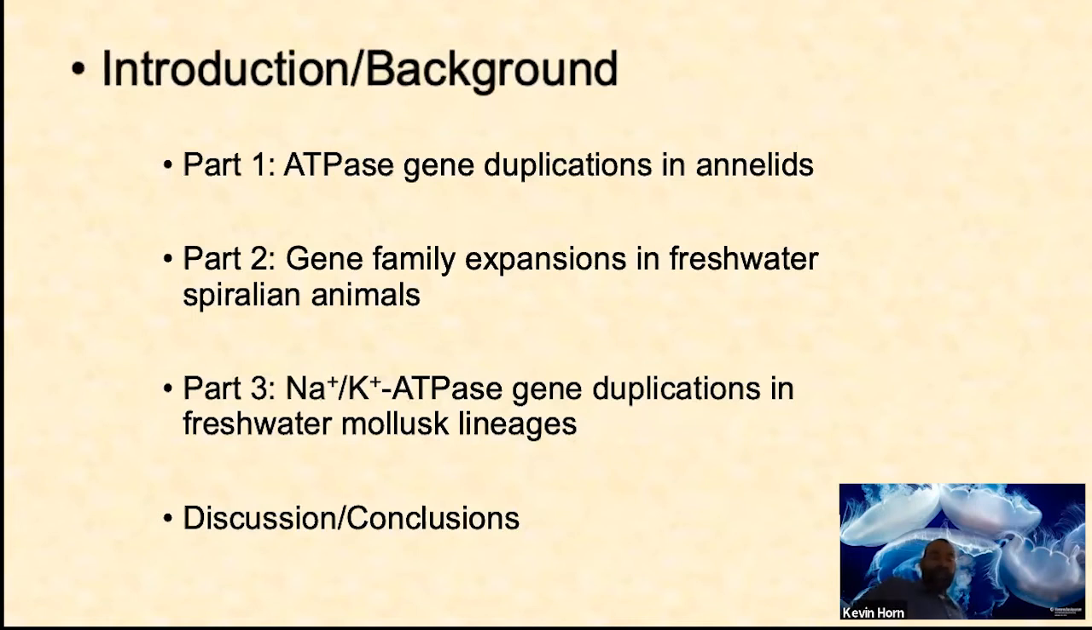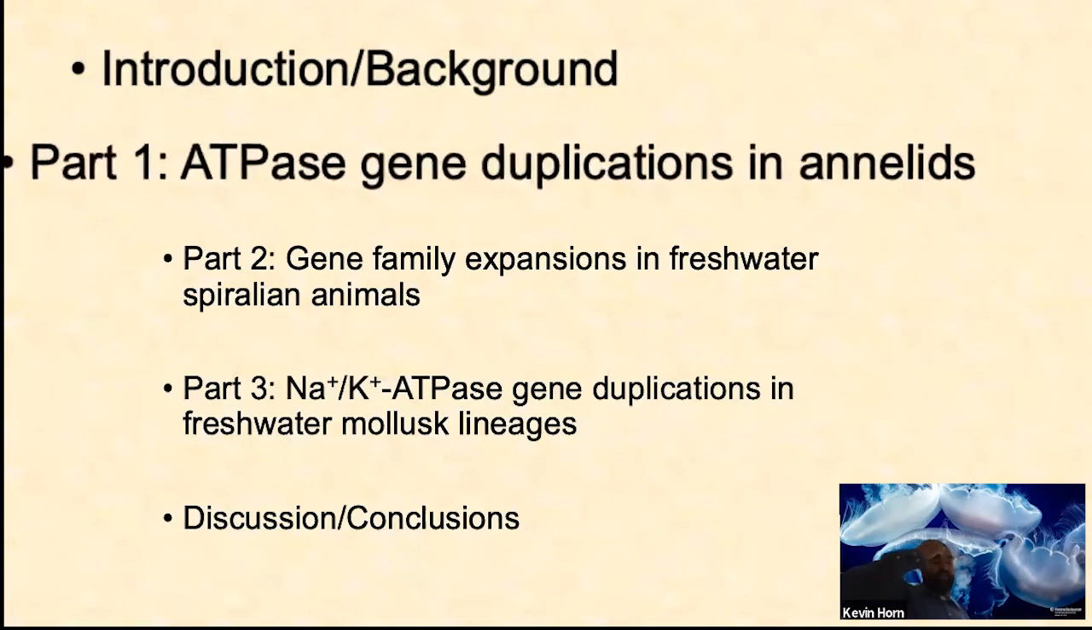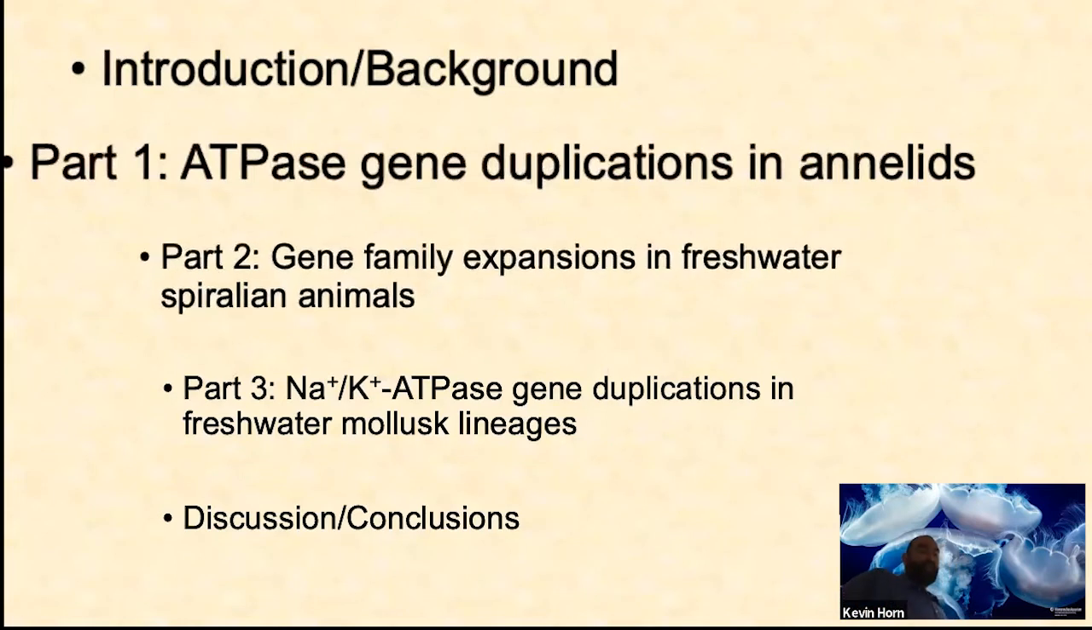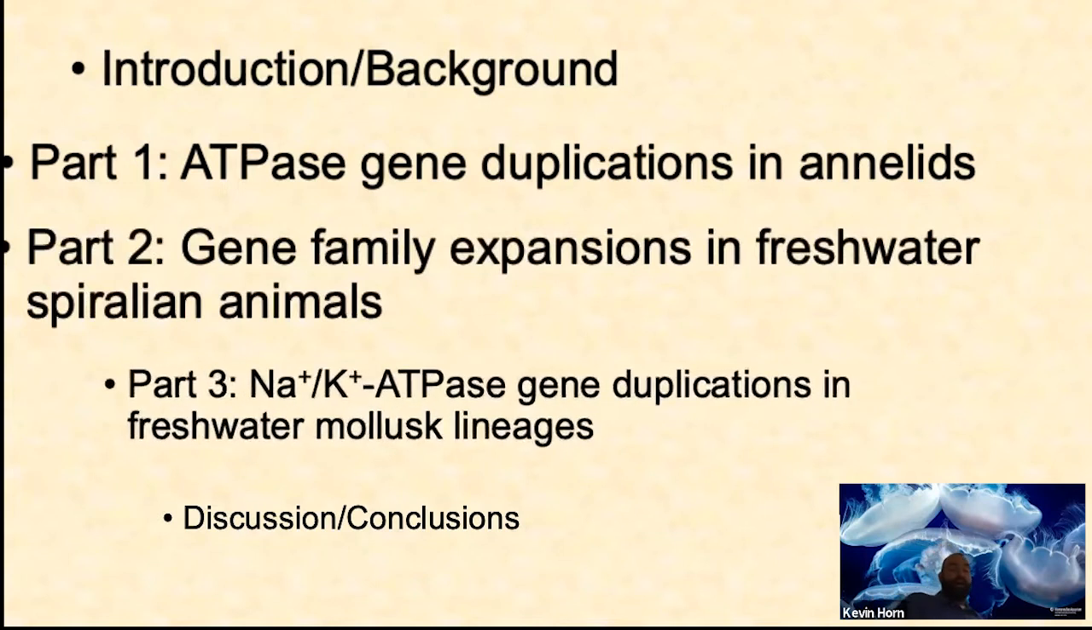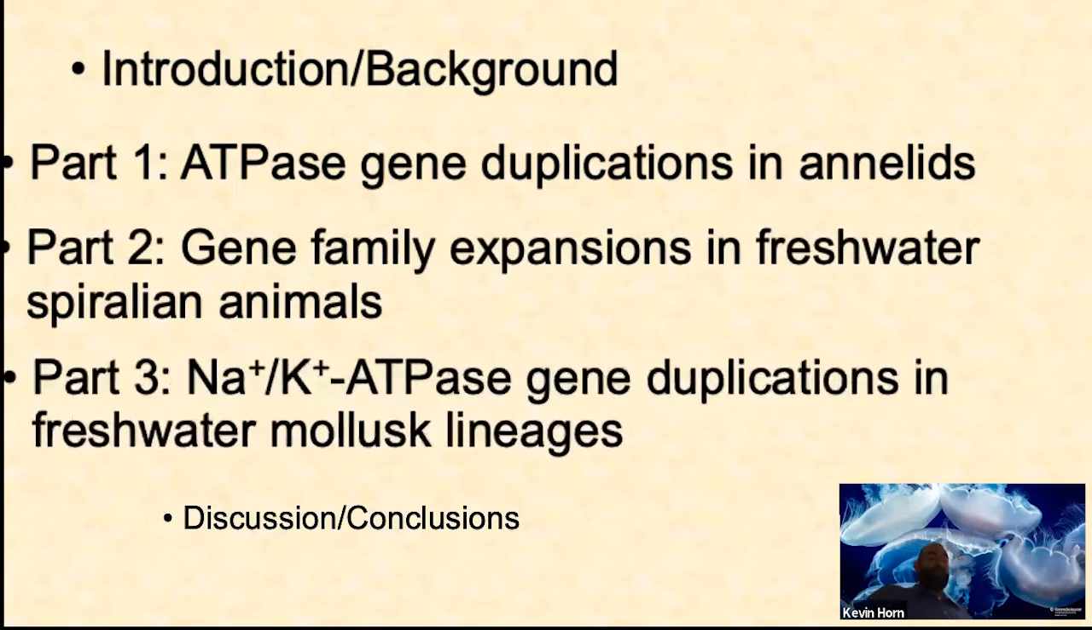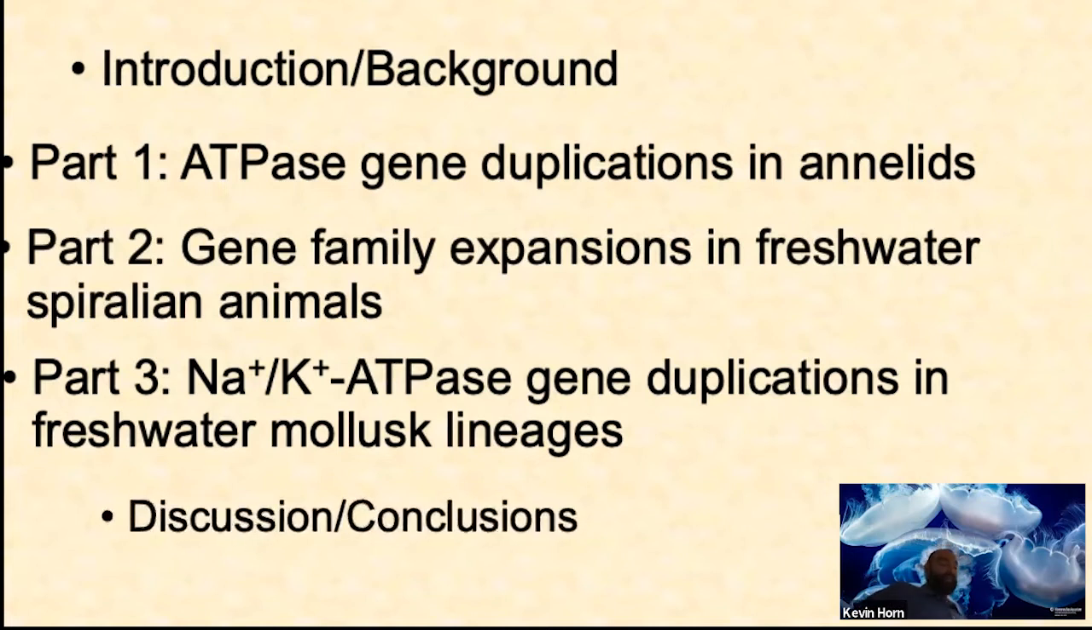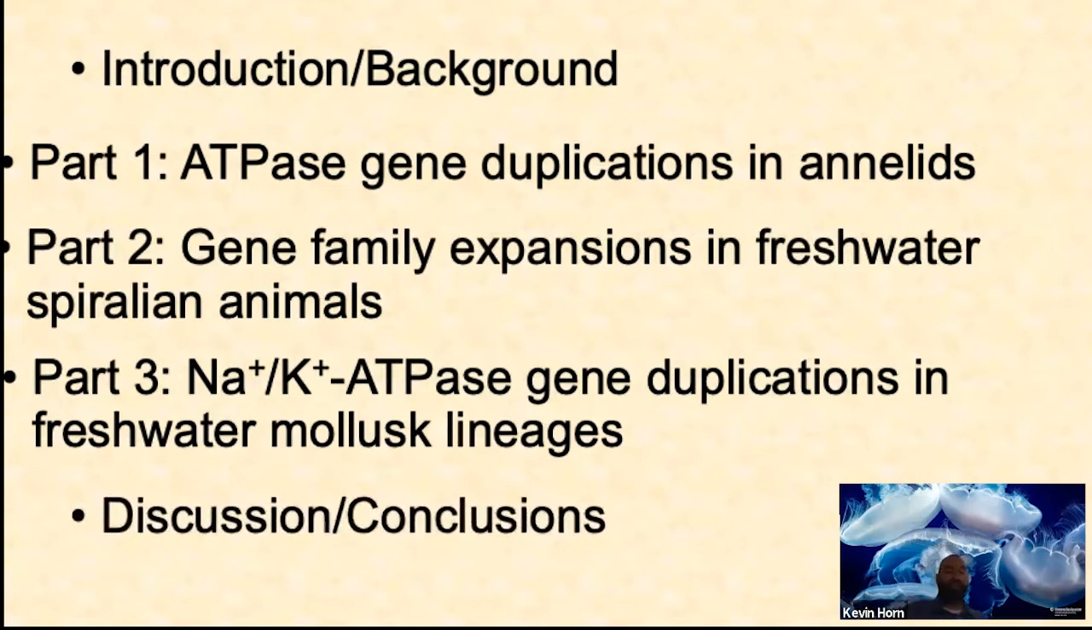kind of how I got here, talk about ATPase gene duplications in annelids, then talk about various gene family expansions in freshwater spiralian animals, and then finally talk specifically about the sodium-potassium ATPase gene duplication in freshwater mollusk lineages. And then I'll try to wrap things up with a little general discussion.